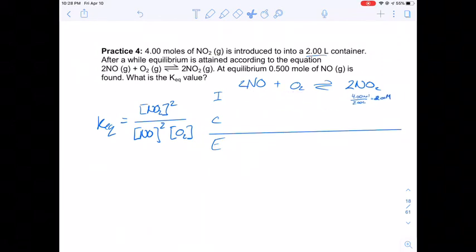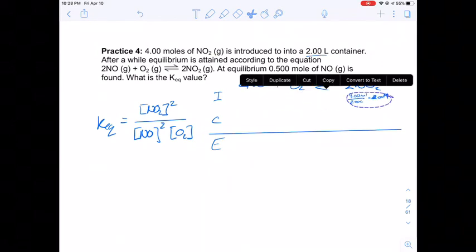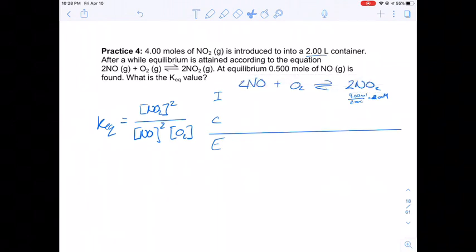This is introduced into a container. After a while, equilibrium is attained according to the equation, and at equilibrium 0.5 moles of NO is found. So I believe we are starting with 0 here. They did not indicate that there is any NO or O2. So watch out. They only gave you the moles, so we do have to divide by the 2-liter container.